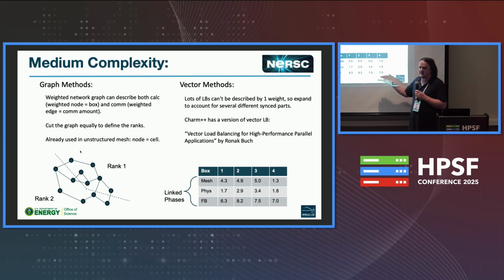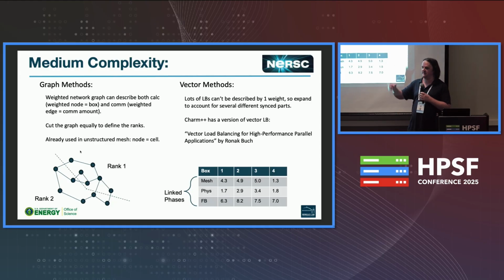Then, this is one that WarpX really likes. Charm++ tried to do vector load balancing. This is, instead of having one weight to describe your entire system, have multiple weights. So you have a COM section, then you do a sync. Then you call your mesh. Then you do a sync. Then you do your physics. Then you do a sync. Then you do particles. Then you do a sync.